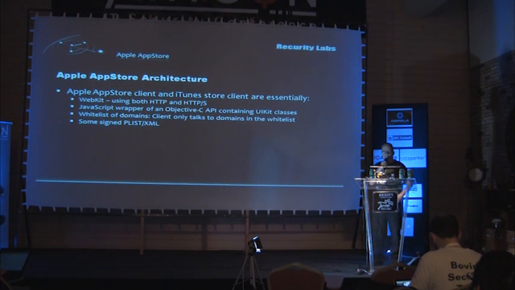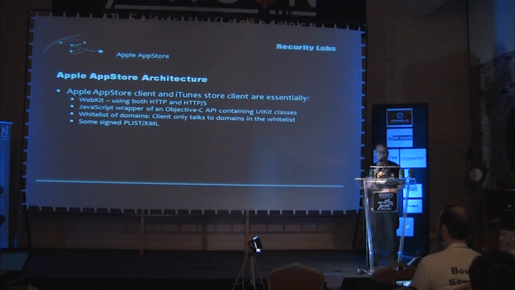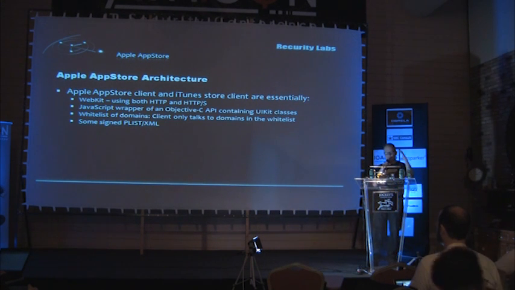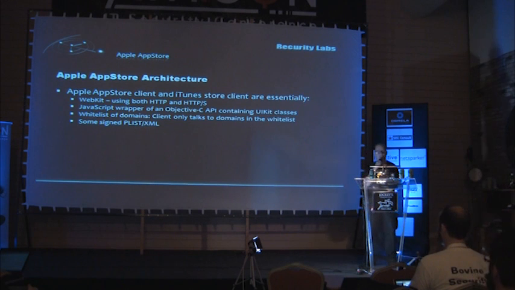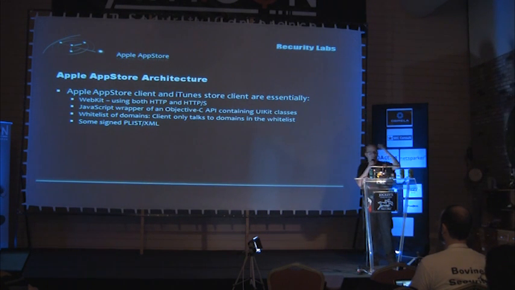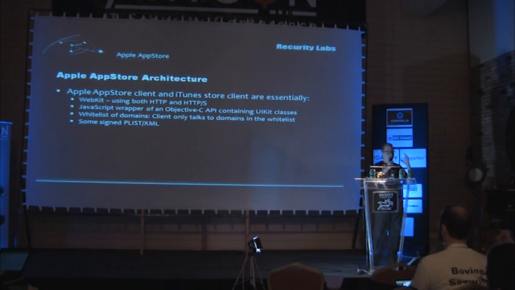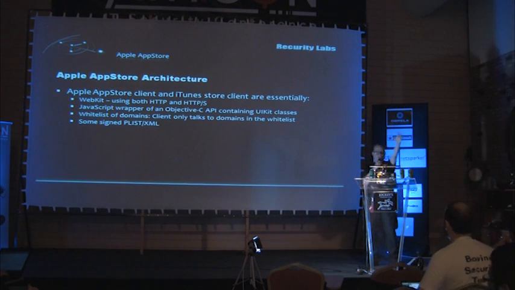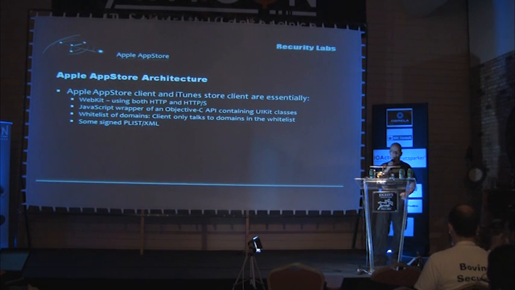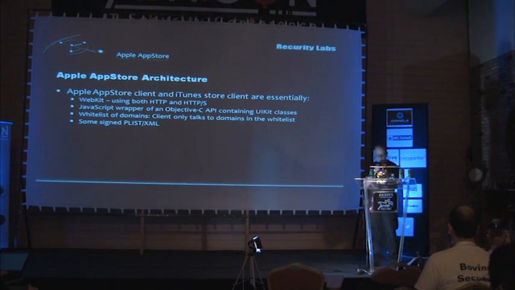So, the Apple App Store client and the iTunes Store client are WebKit. So, it's a web browser, and it has a very thin JavaScript wrapper around an Objective-C API containing UIKit classes. It is whitelisted to a certain list of domains, so you can't really say my app store now is at google.com. But the whitelist is pretty permissive, and it has some signed plist XML.